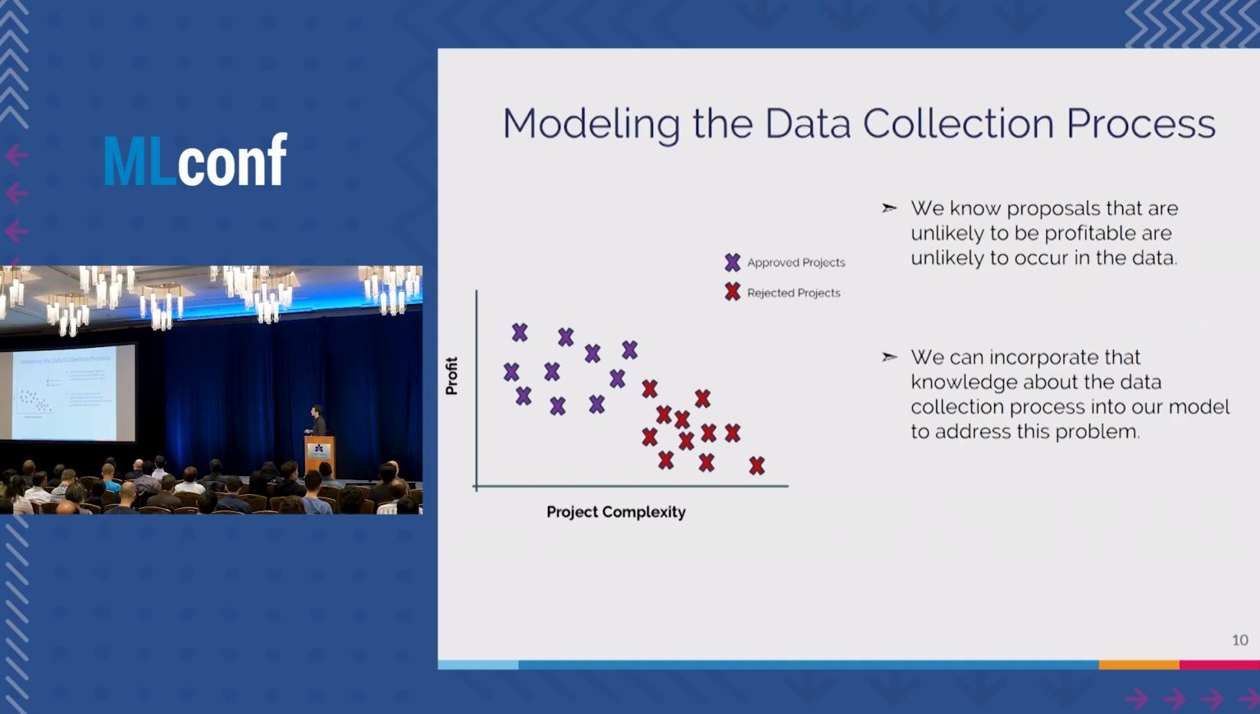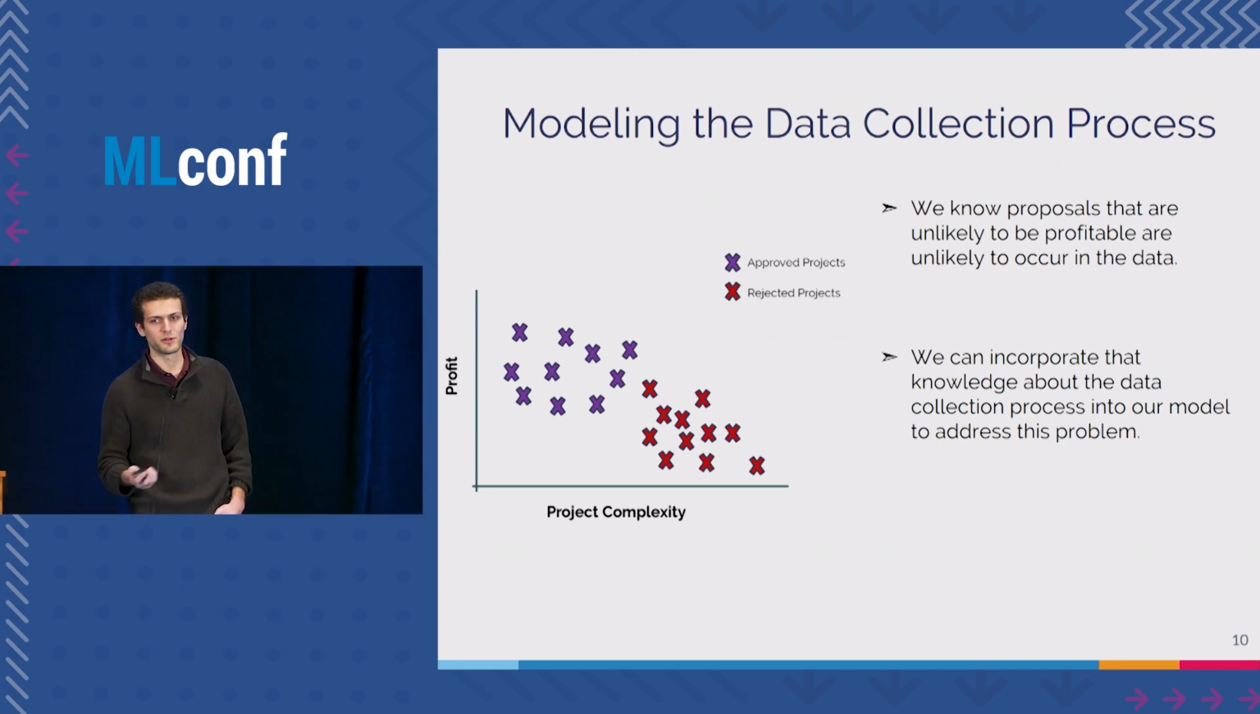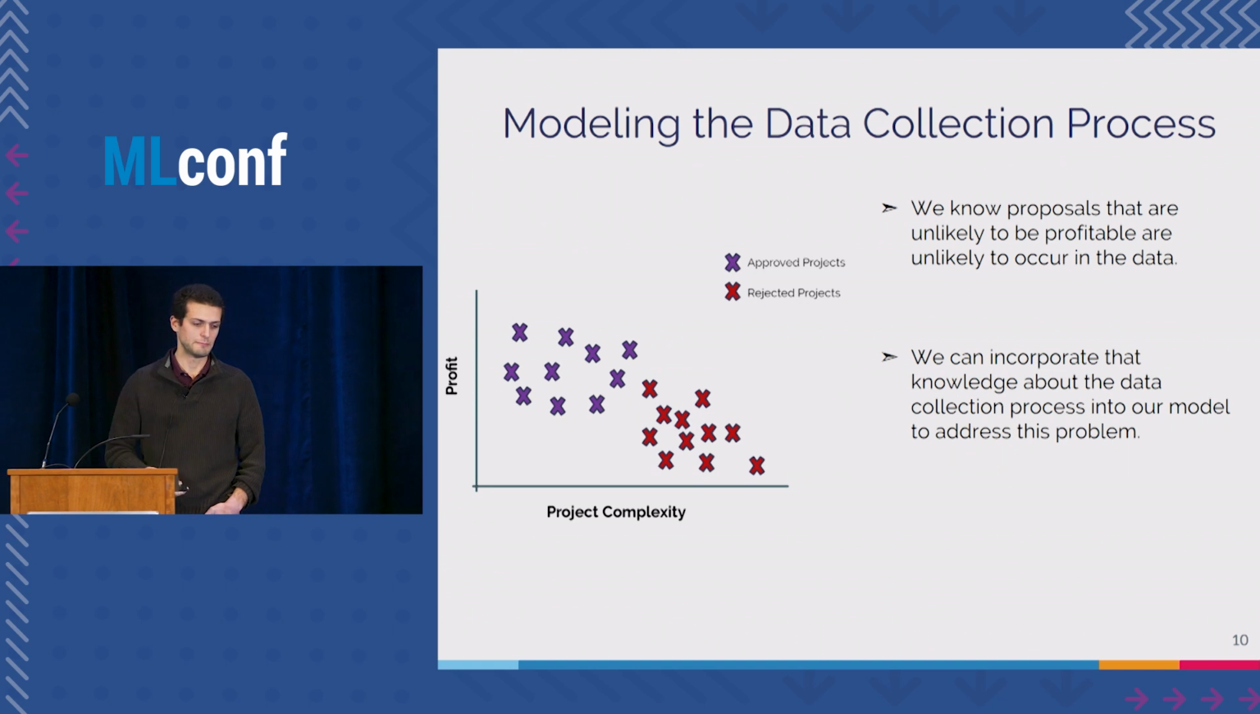There's something we can do about this. We started off this scenario with a story about why data are generated the way they are, which is that project managers are good at their jobs. And so we know something about the selection bias story. We can incorporate that into our model to overcome this problem.